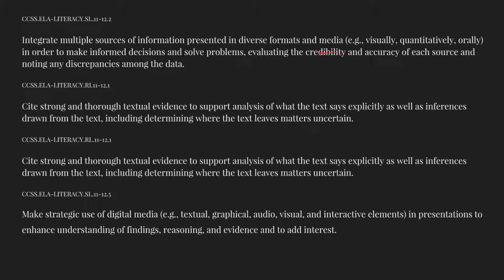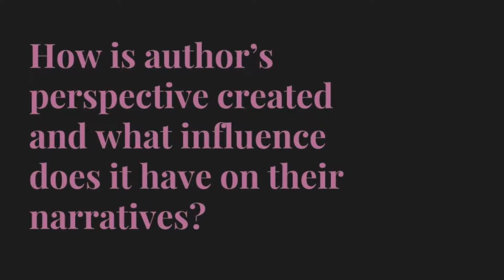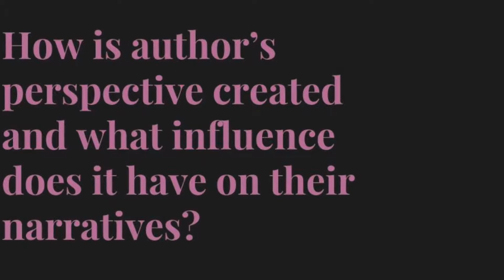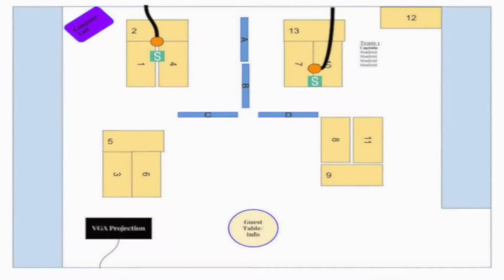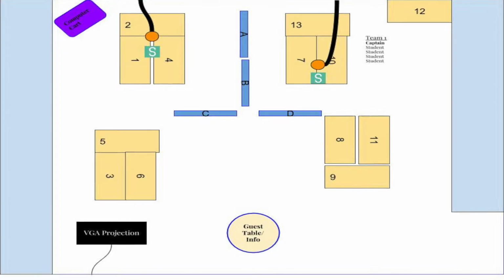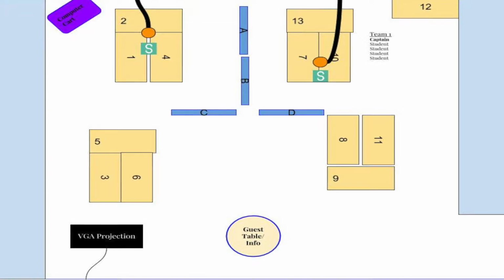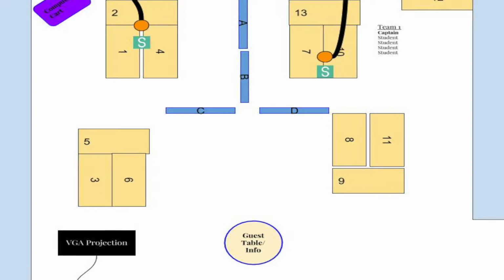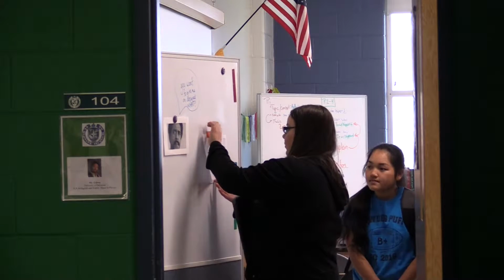The secondary standards are both the reading of literature and the reading of informative texts. Students also made strategic use of digital media to enhance the presentation. The essential question for the day is, how is the author's perspective created and what influence does it have on their narrative? The room diagram shows the two SWIVL devices hooked to the group tables at the back. These tables are given some privacy from the other groups to record their discussions. You see that the teams were listed on the diagram that students saw when they came into class for the day.